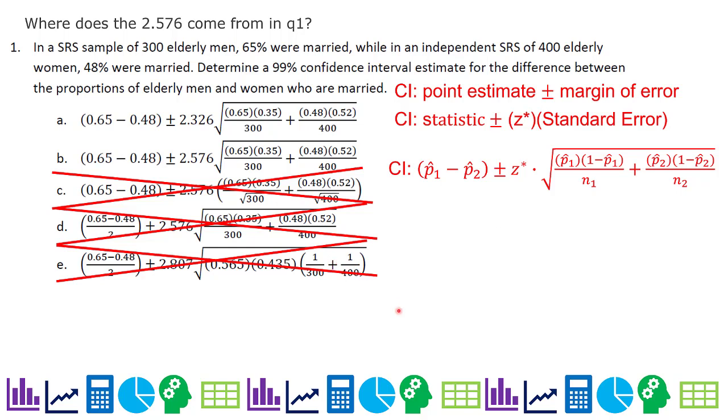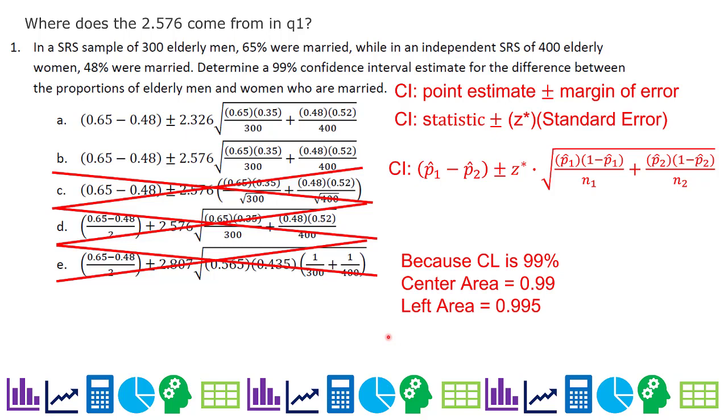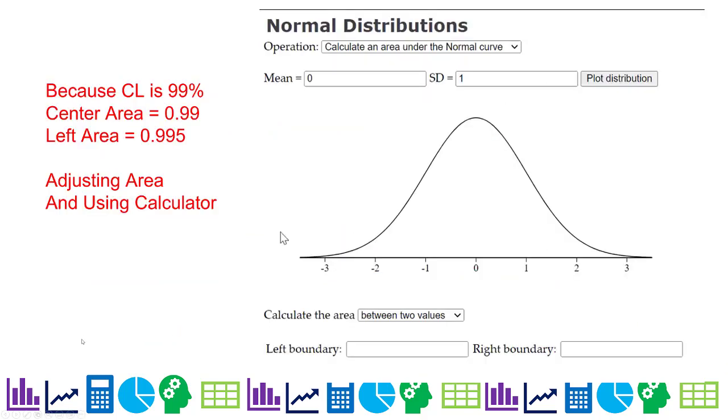So because the confidence level is 99%, our center area is 0.99 and our left area is 0.995. And you're like, what are you doing, Mrs. Everman? Well, I'm talking about this one for older calculators, so let's do that. Okay, so we're going to play again with finding critical values for confidence intervals with proportions. We're using Z star, so I have the normal distribution.